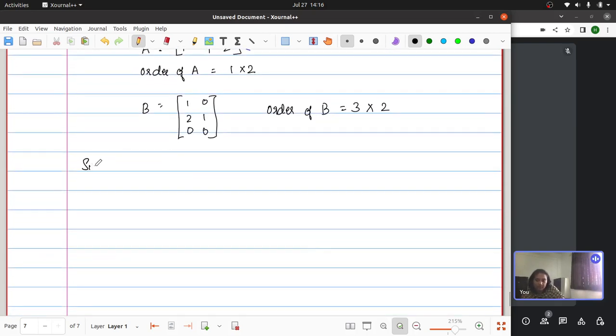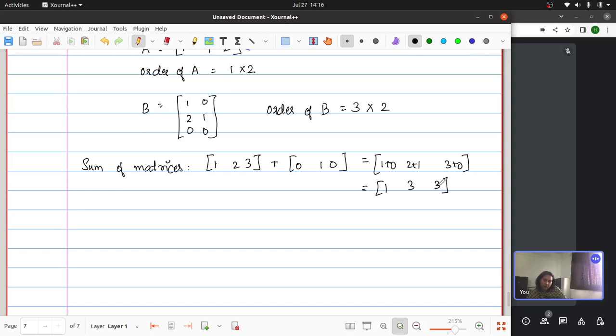Okay. So we will look at some operations on matrices. If you want to sum two matrices, you just sum each entry. So 1 2 3 plus 0 1 0, you just sum the corresponding entries. So 1 plus 0, 2 plus 1, 3 plus 0, 1 3 3. So the first thing we observe is, if we have to sum two matrices, their order should be equal.